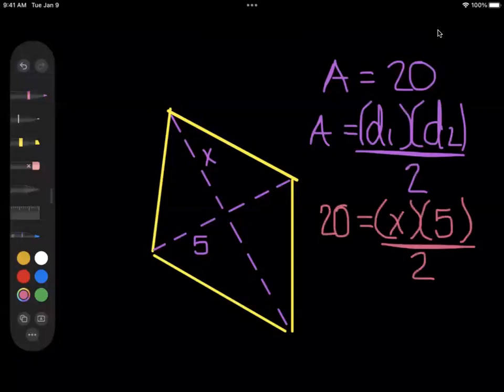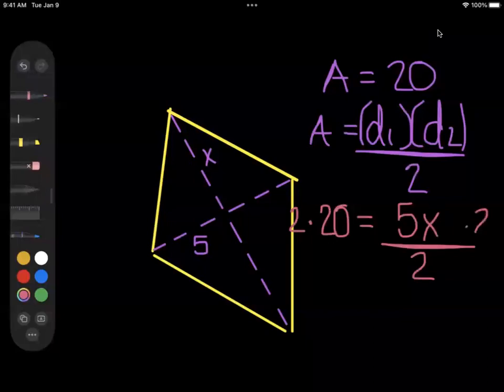Now, if I wanted to, I could rewrite this as 5x over 2. If you're more comfortable with that and more used to seeing it look like that, that's what that could be. So now let's use a little bit of algebra to help us figure this out. If x is being divided by 2, the opposite would be to multiply by 2. So I'm going to multiply this times 2 and this side times 2. Those will cancel out. 2 times 20 is 40. And then that would be equal to 5x.